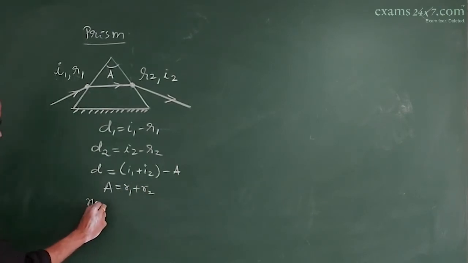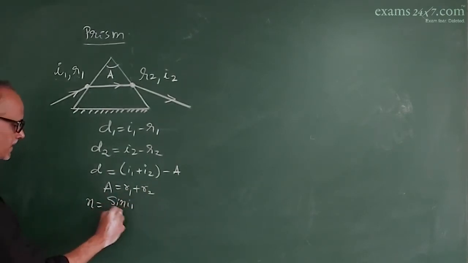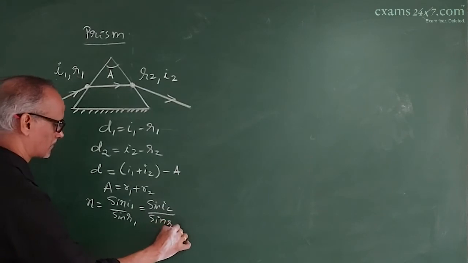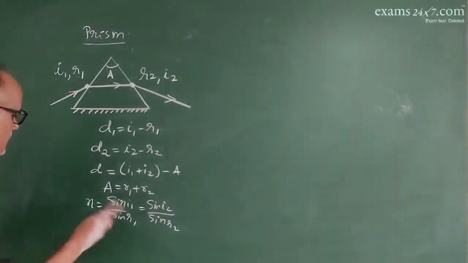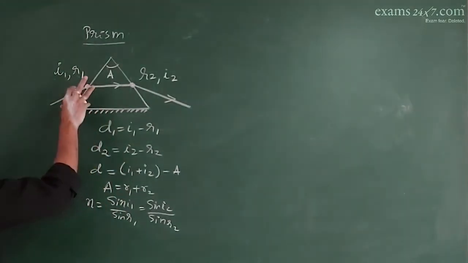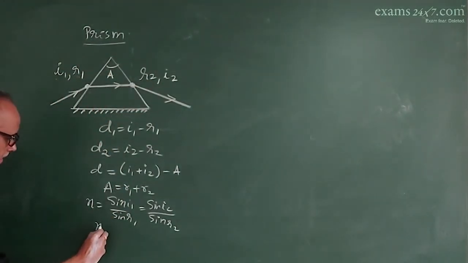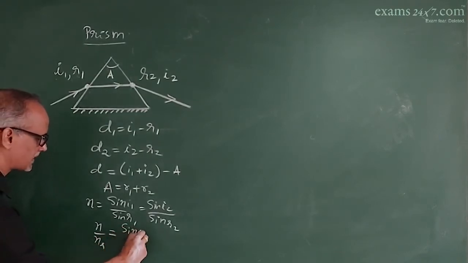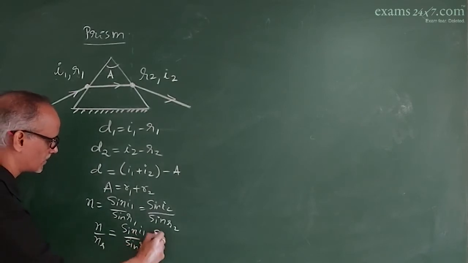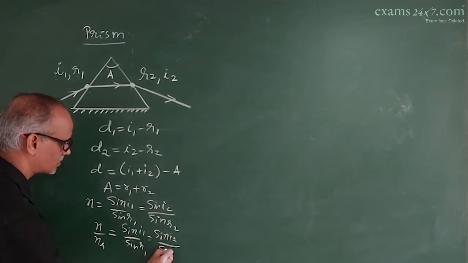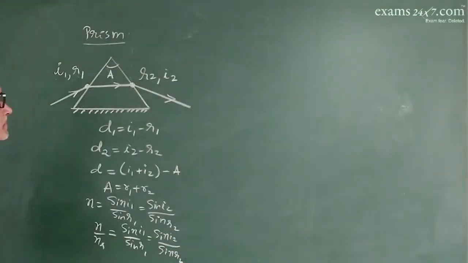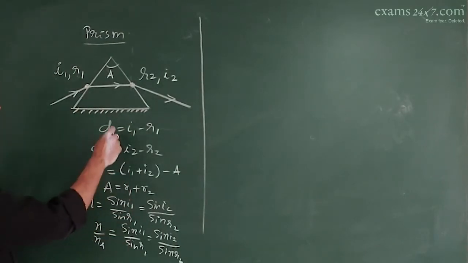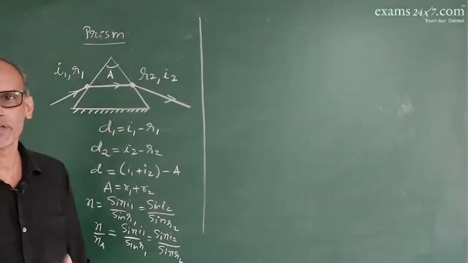The refractive index, if it is absolute, is given by sine I1 by sine R1 is equal to sine I2 by sine R2. That is if it is absolute. Suppose if the prism is immersed in a medium, surrounding medium, then n by ns, where ns is the refractive index of the surrounding medium, is given by sine I1 by sine R1 is equal to sine I2 by sine R2. Here I1 and I2 need not be equal.